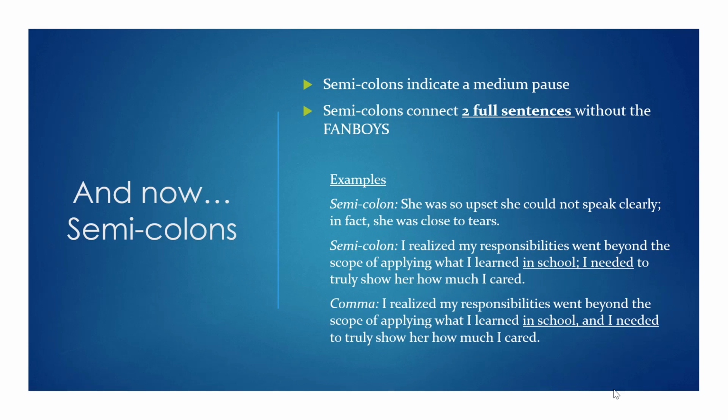Now, there's a third way that we could do this, and that's by using the comma fanboy word. And you can see the example where it's highlighted. All I've done here is remove the semicolon, inserted a comma, and then the fanboy word and. So there's really three different iterations that we could have for this second sentence example. One is shown as a semicolon, the next is shown as a comma, and then the third one, of course, would be just to use a period to separate the two sentences.